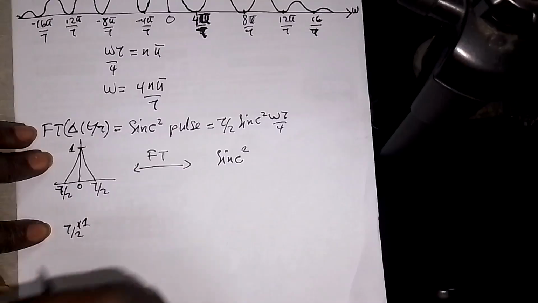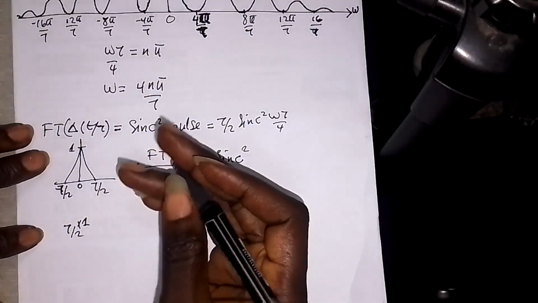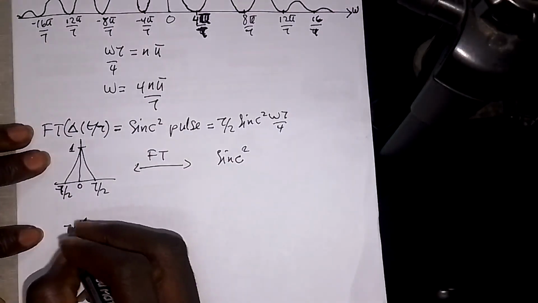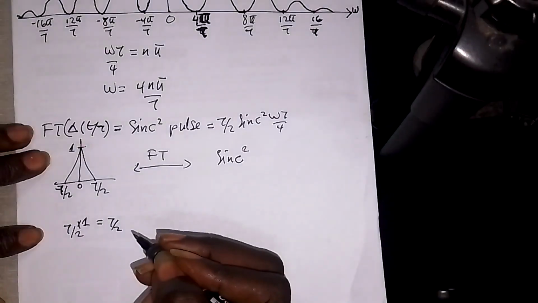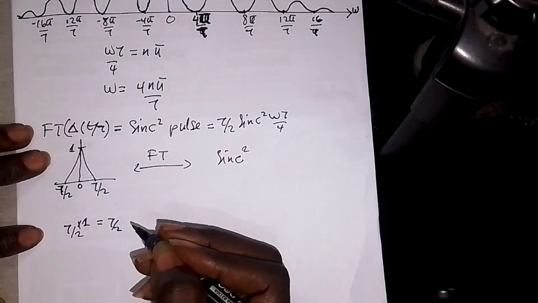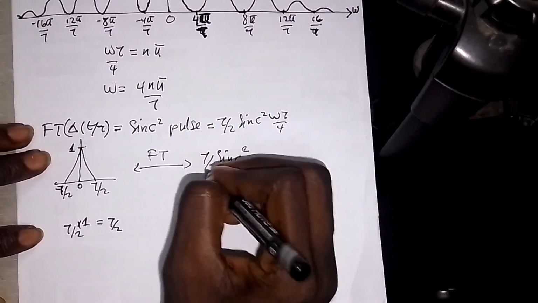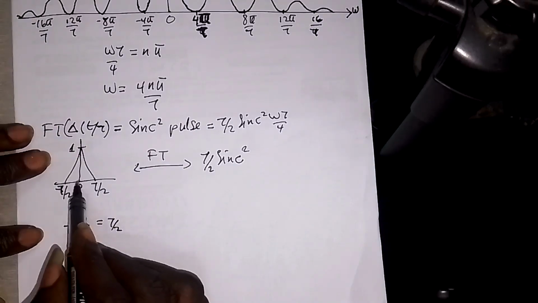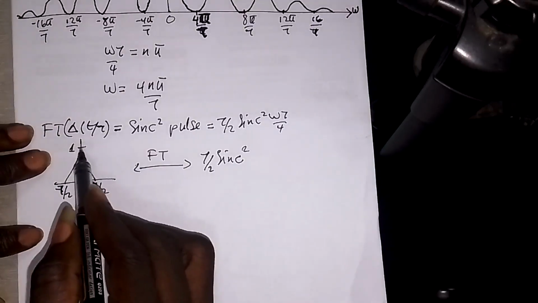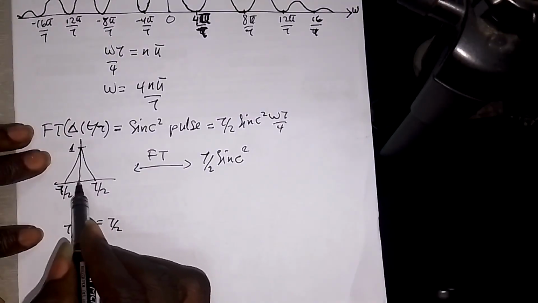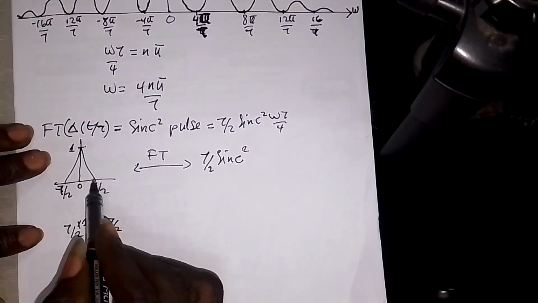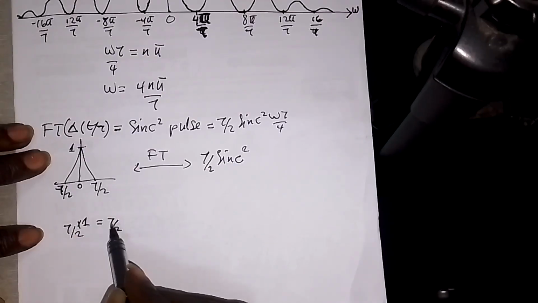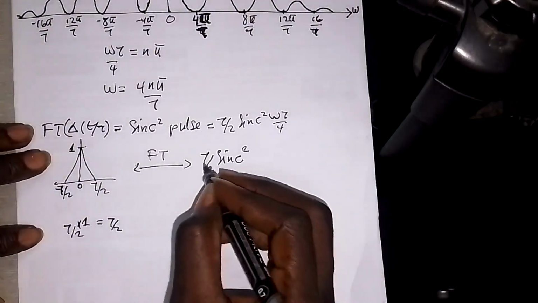So basically that's what you're going to have here. That one should give us tau on 2. So that means that here is going to be tau on 2. So that's the area, because the triangle is half base times height. Our height is 1, and our base is tau, from here to here is tau. So half of this one is tau on 2. So half base times height, that is the area.